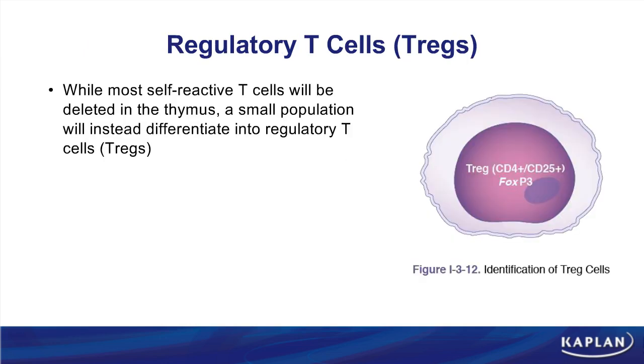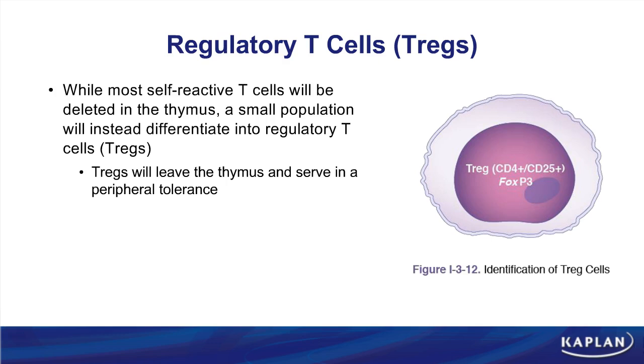There's a very interesting subset of T cells that arises during the selection process. While most of your self-reactive T cells are going to undergo apoptosis within the thymus, there is a very small population of CD4 positive T cells that want so desperately to survive that they are willing to change their focus. We refer to these cells as regulatory T cells or Tregs. The Tregs are going to exit the thymus and serve in maintaining peripheral tolerance.